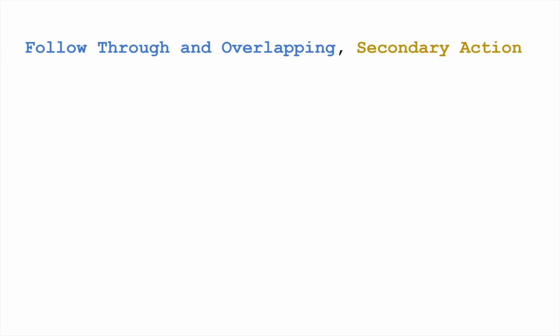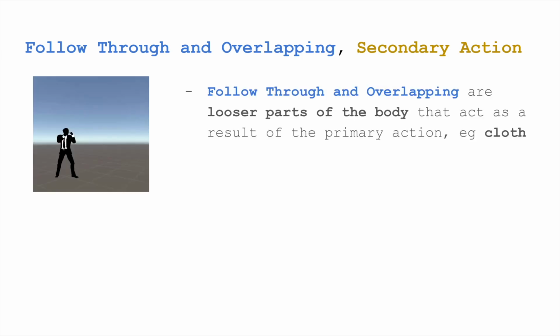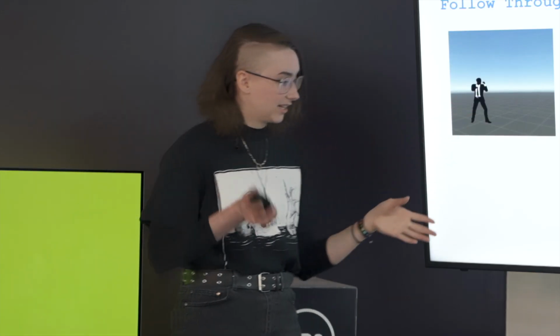So follow through and overlapping and secondary action. Follow through and overlapping are looser parts of the body that act as a result of the primary action. So that is things like cloth. In this example, we have the tie swinging. Because he turns around it's a bit annoying, but you can see at the end where his tie is swinging about.